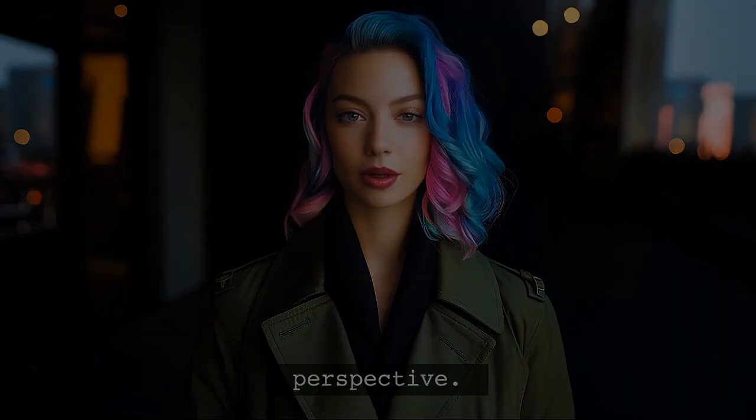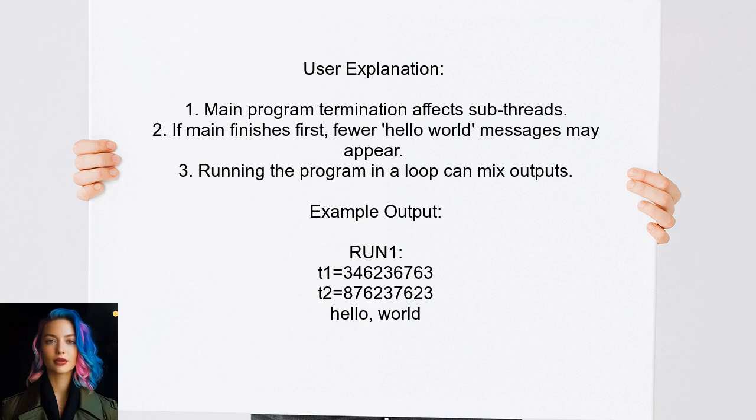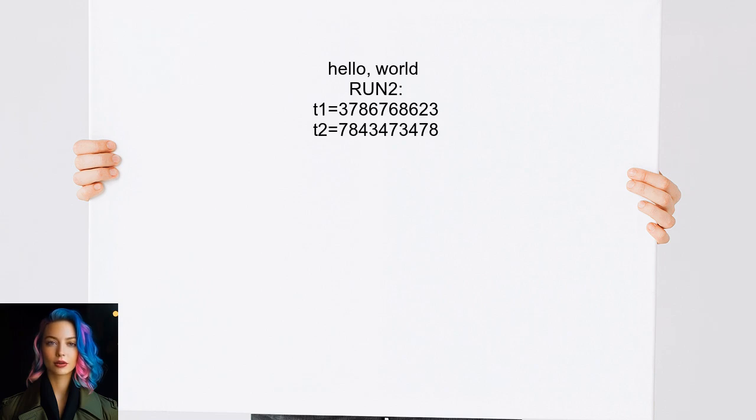Let's see another perspective. This user explains that when the main program finishes, the subthreads may also terminate. If the main program completes before the threads print their output, you might see fewer than 2 "Hello World" messages. However, if you run the program multiple times in quick succession, the outputs can mix, leading to confusion. For example, you might see outputs from different runs appearing together, which can make it seem like there are more "Hello World" prints than expected.